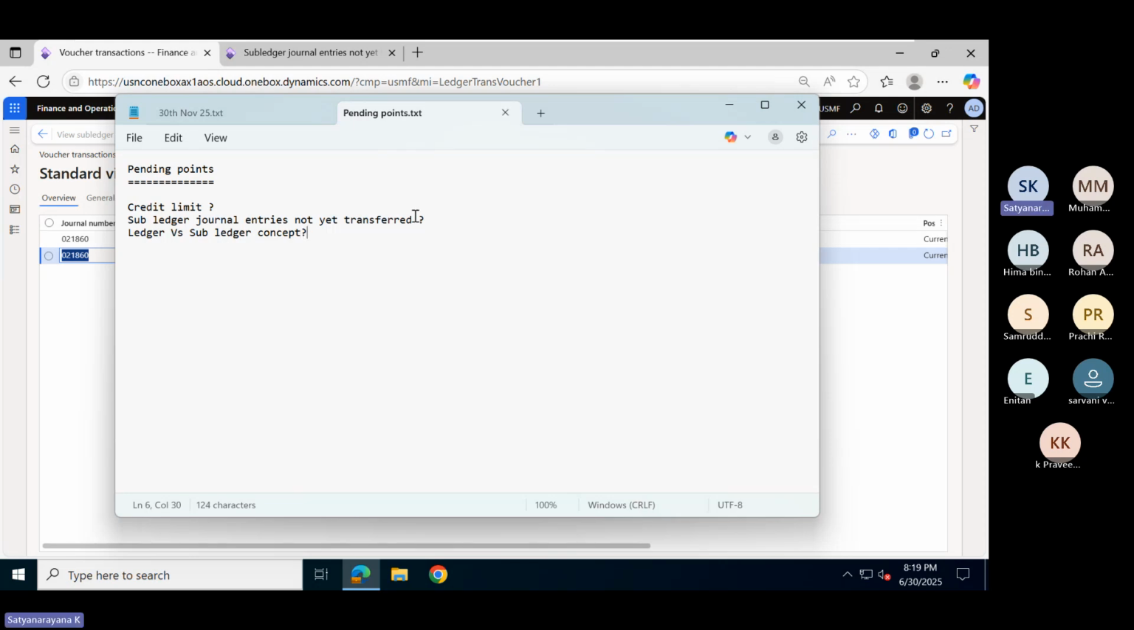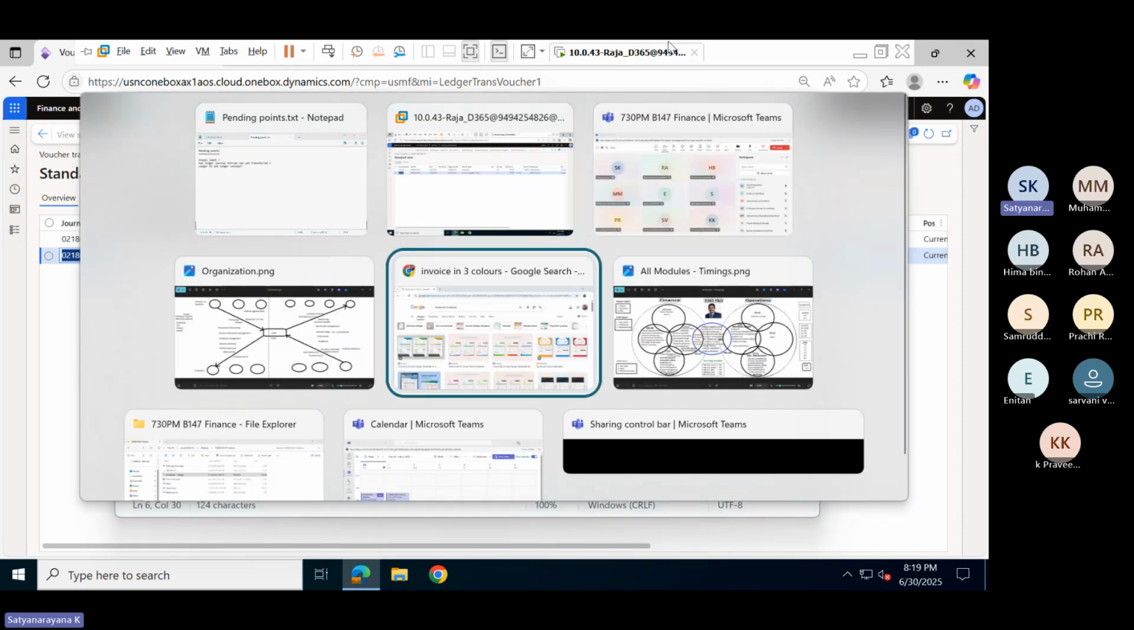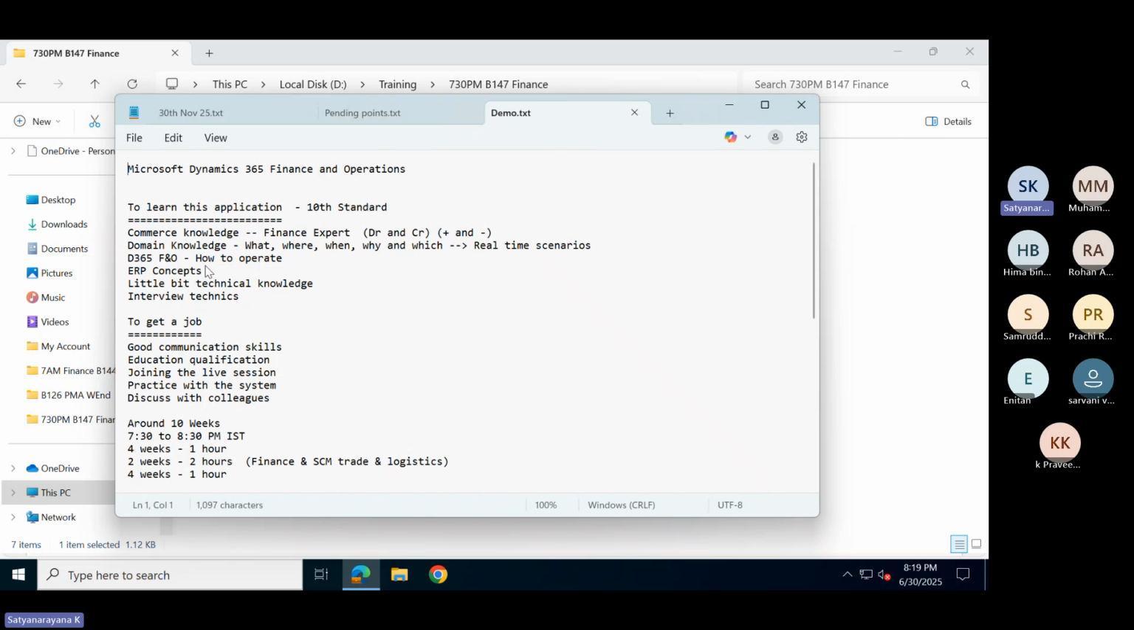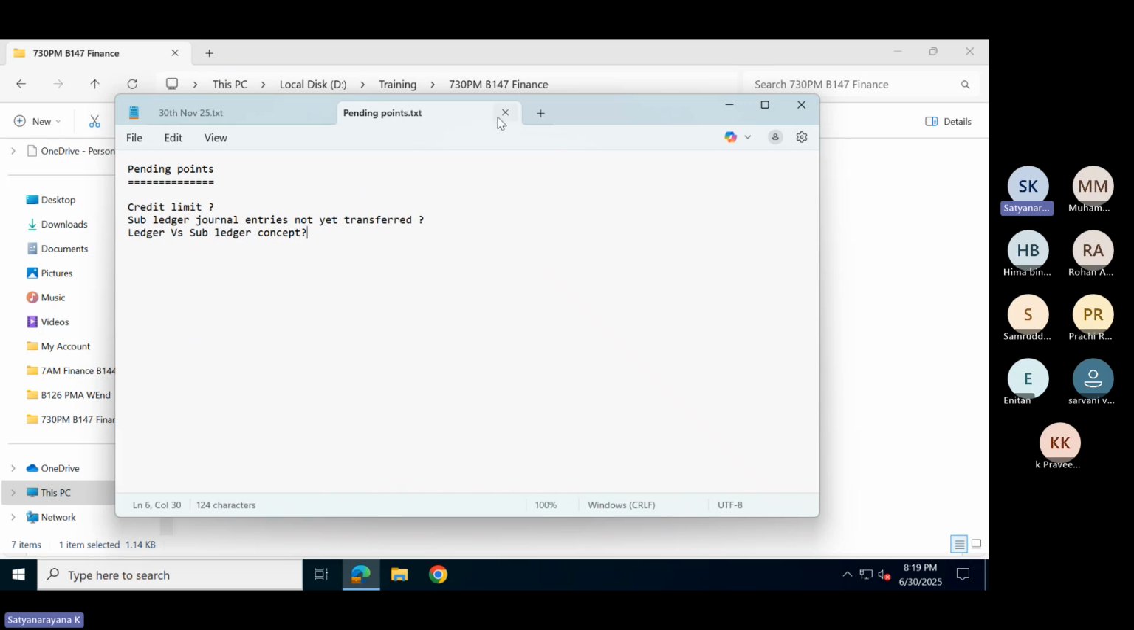Okay, what is this? You will understand in the future. I'm making majority points, postponing, next. But you need to learn these things. In the demo, I discussed ERP concepts with you. This ERP concept means, here, ledger versus subledger is one of the topics. Ledger versus subledger is one topic I need to discuss with you in future. You are going to learn.